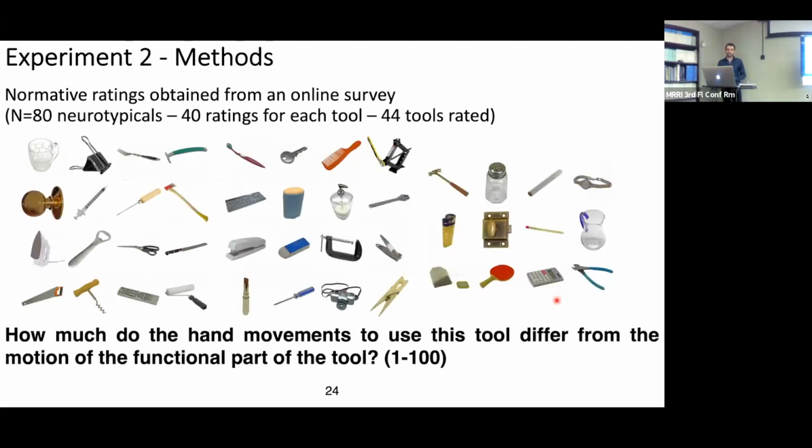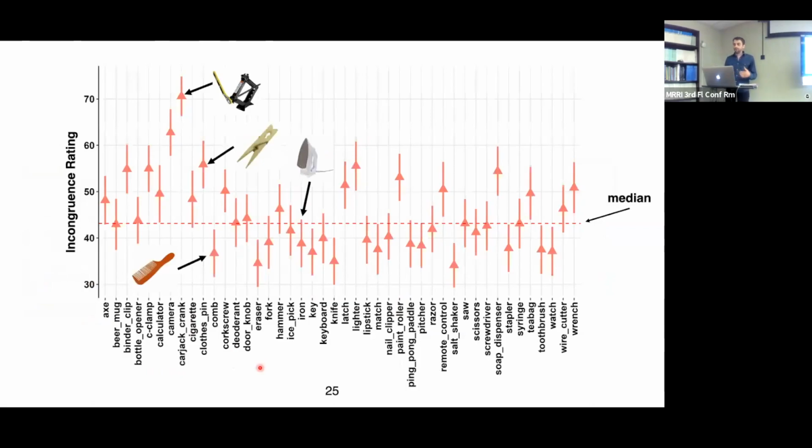So what we did in this second experiment: we first asked neurotypical participants to rate how incongruent all the tools that you can see on this slide were. We did that through an online survey, and we asked: how much does the hand movement to use this tool differ from the motion of the functional part of the tool? And so that's the result that we got. Here you have the median across all the items. You can see that tools such as a carjack or the clothespin were considered much more incongruent, whereas tools such as an iron or a comb were considered more congruent than incongruent.